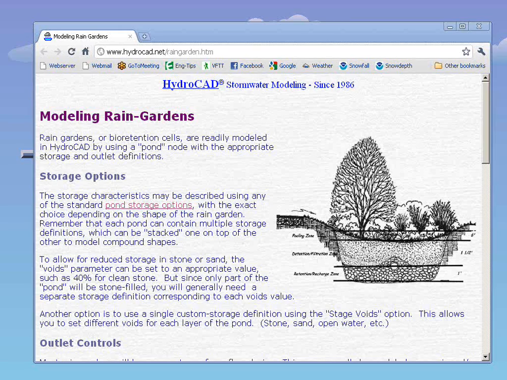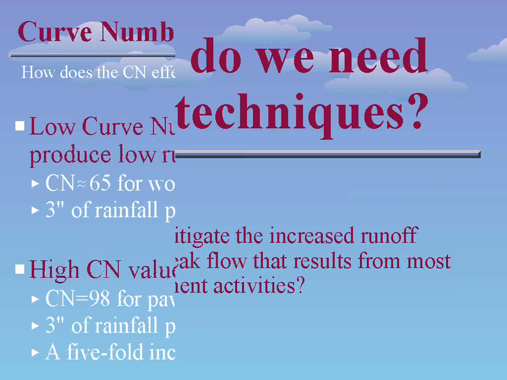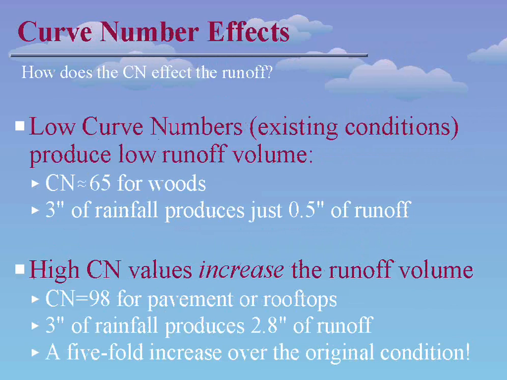Okay, let's take a step back and just talk first about the issue of why we need LID techniques. Why is this coming into play? It helps, I think, to step back and look at the basic runoff issues that are being affected when we develop a site. In an existing condition, if we had, for example, a curve number of 65 for woods in good condition, and if we evaluate the SCS runoff equation, it will tell us that 3 inches of rainfall produces approximately half an inch of runoff from those woods.